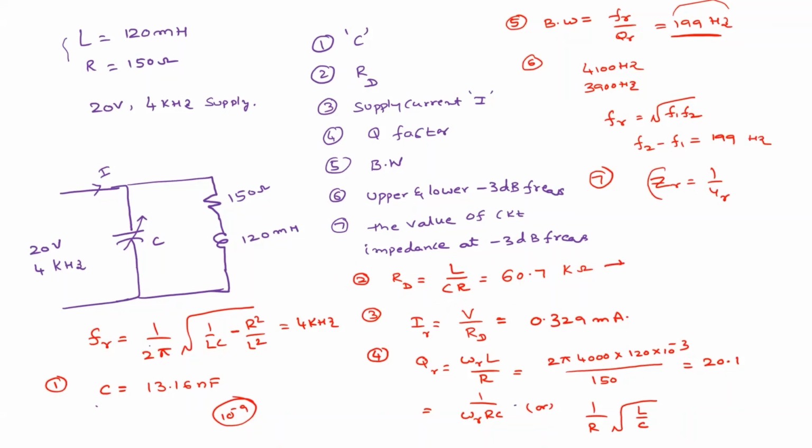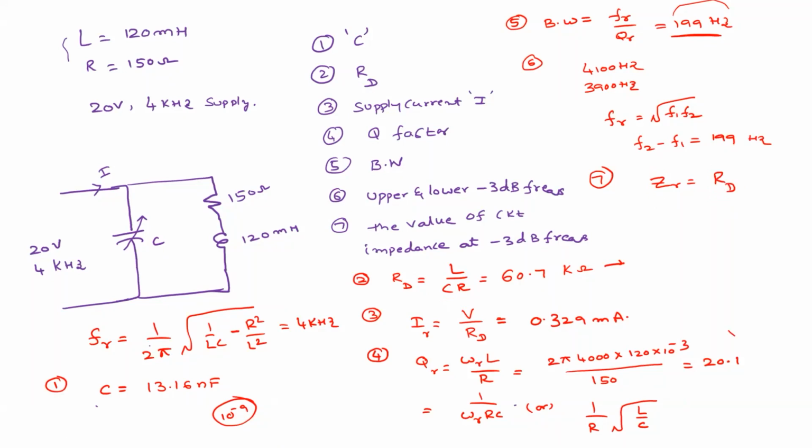But why are we naming that a dynamic resistance? Because this depends on the resonant frequency, right? So that's why we named it a dynamic resistance. So ZR equal to 1 by YR. In other words, ZR equal to RD. Agree?